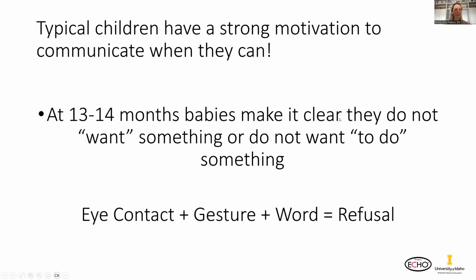Okay, next slide. Typical children have a strong motivation to communicate when they can. So at 13 to 14 months, babies make it clear when they don't want something or when they don't want to do something. So remember that. They'll sit in their high chair, they'll throw their food off it, and they'll say, no, I don't want it, right? So eye contact, gesture, word equals a refusal. Next slide.